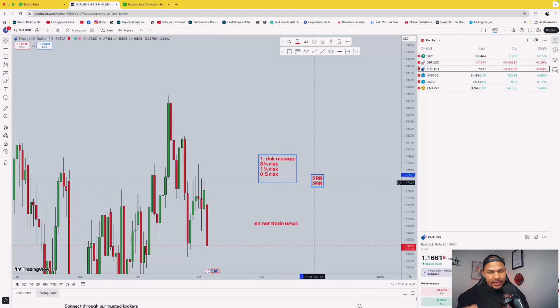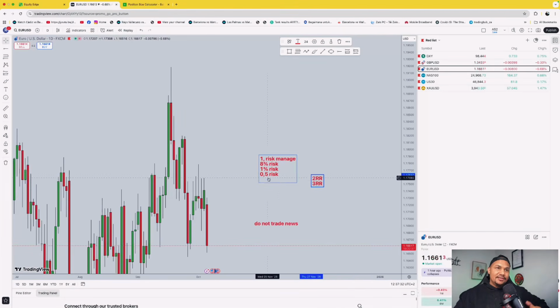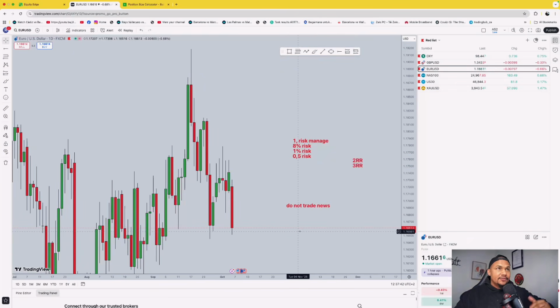It's very important to keep in mind that because of the time frame that equity hedge allows you, which is unlimited, it just means that you do not have to rush yourself. And I would suggest, based on my own personal opinion, that a 0.5% risk on the account at a 2R, or 3R even better, would mean that you will have a better chance in the market.